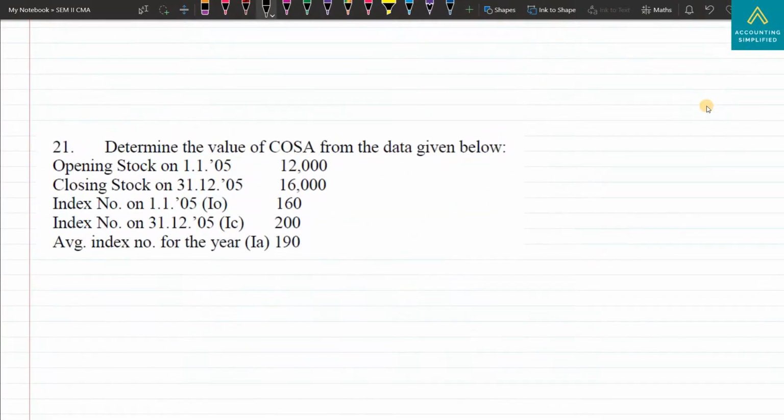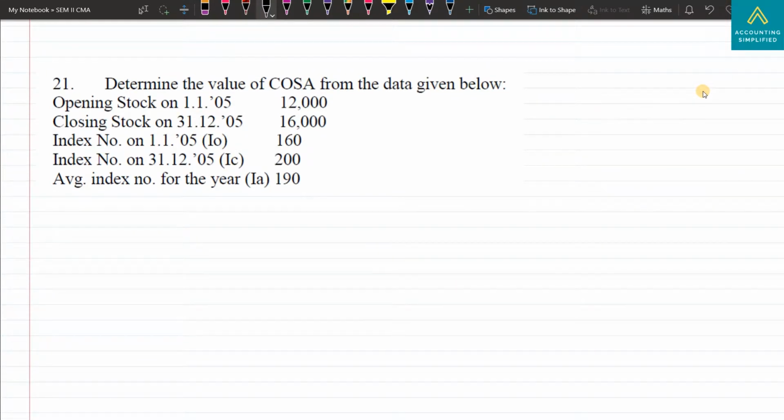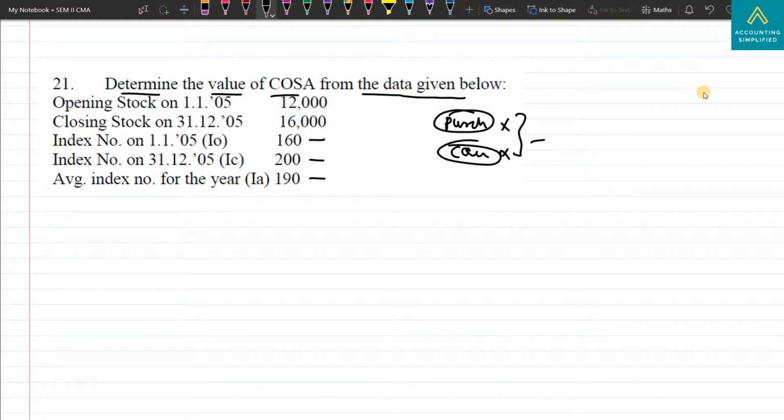Now the next example is example 21, let's check. Determine the value of COSA from the given data below. Opening stock is given, closing stock is given, opening index is given, closing index is given, and average index is provided. So now what don't we know? We don't know purchase, and we also don't know the COGS.